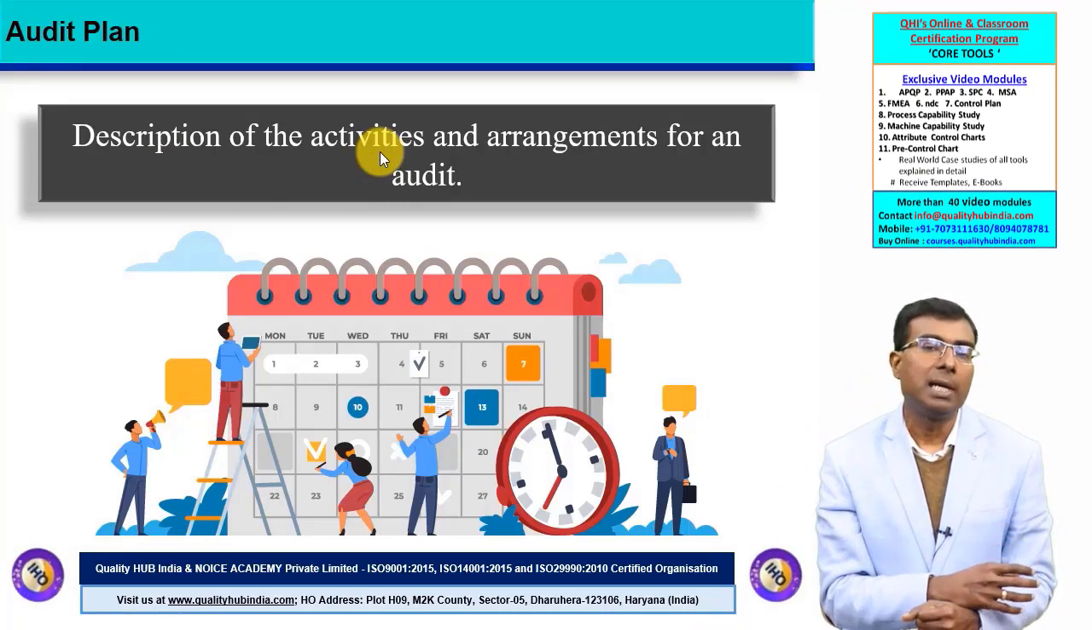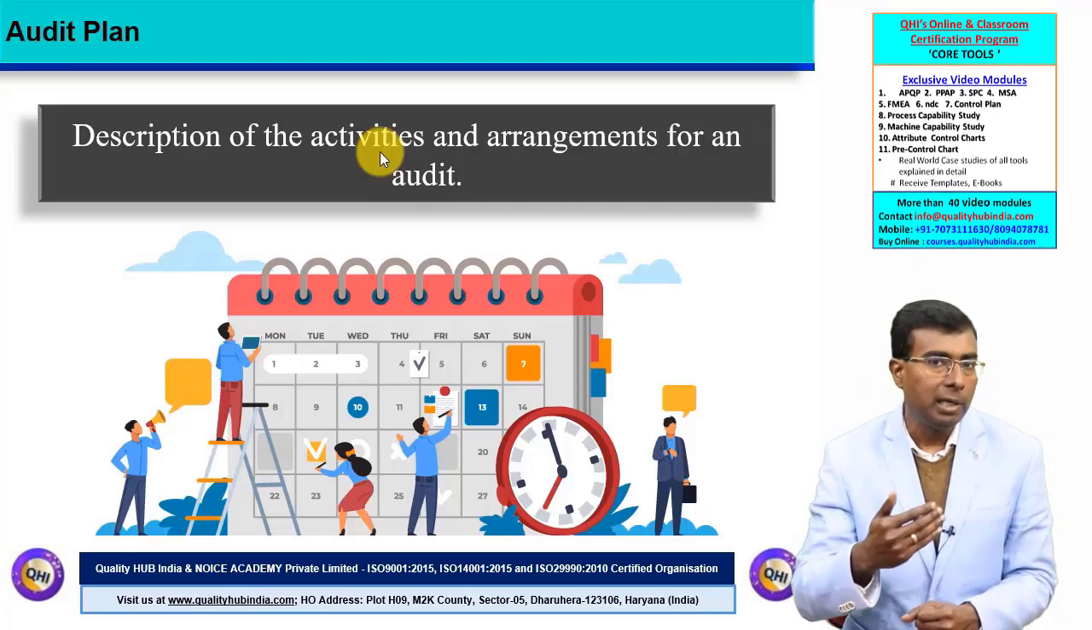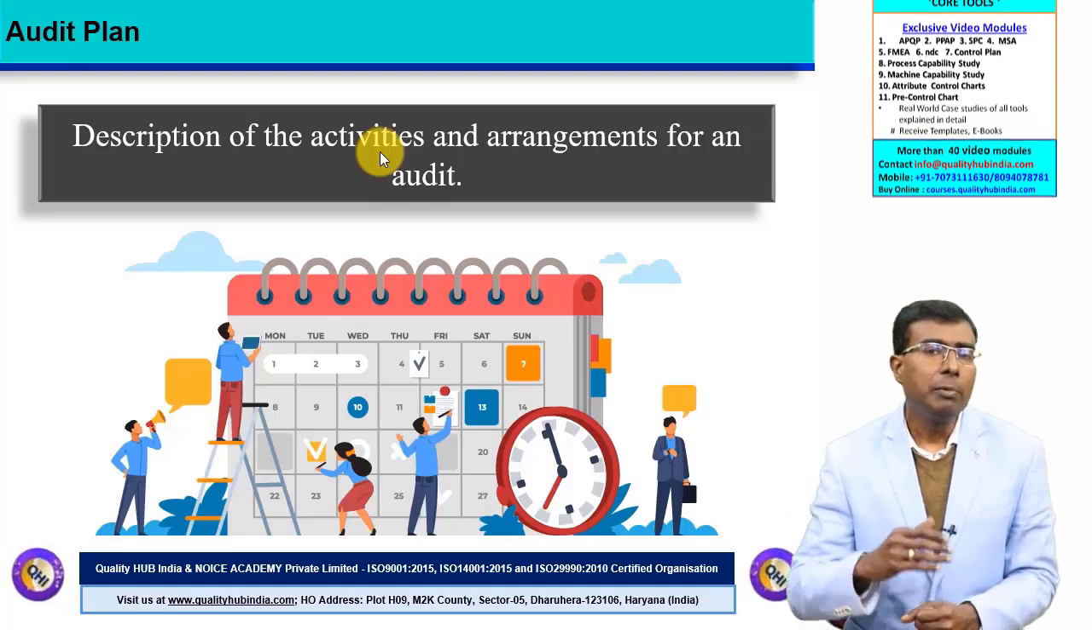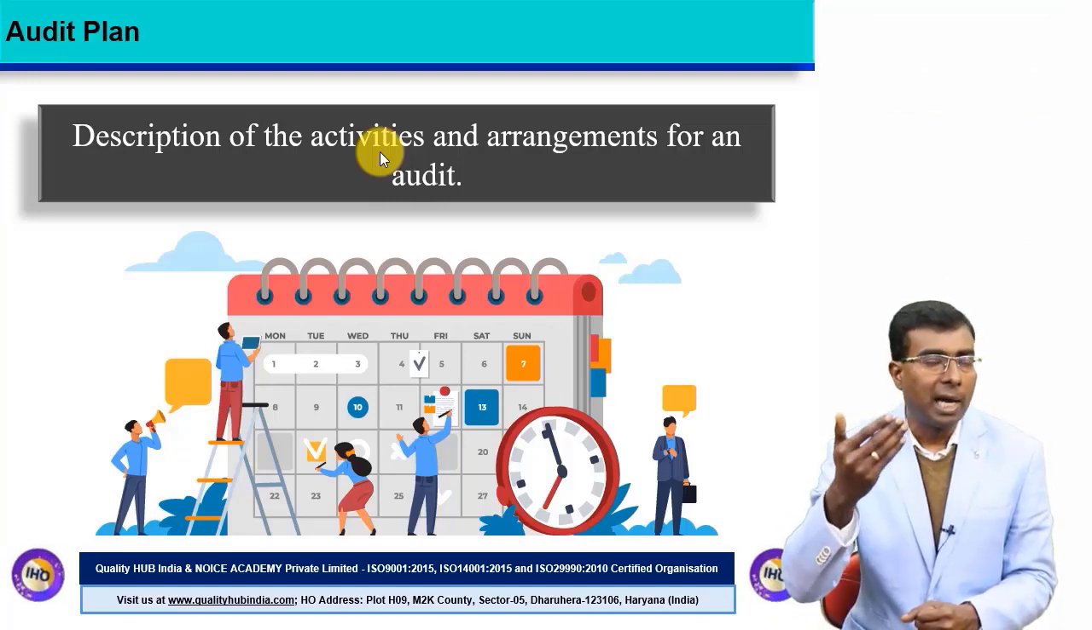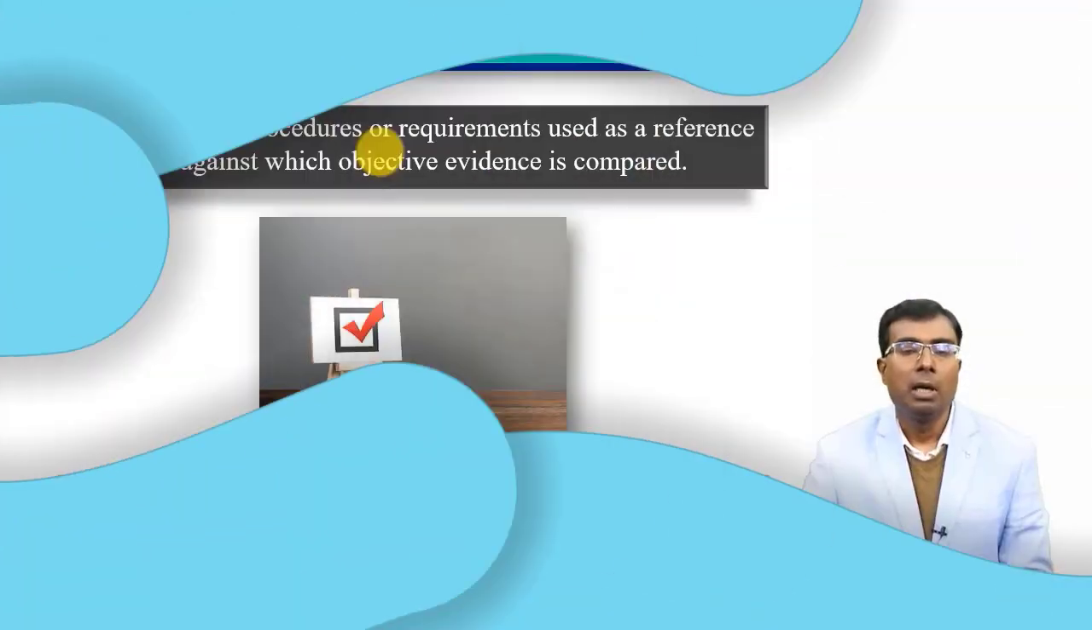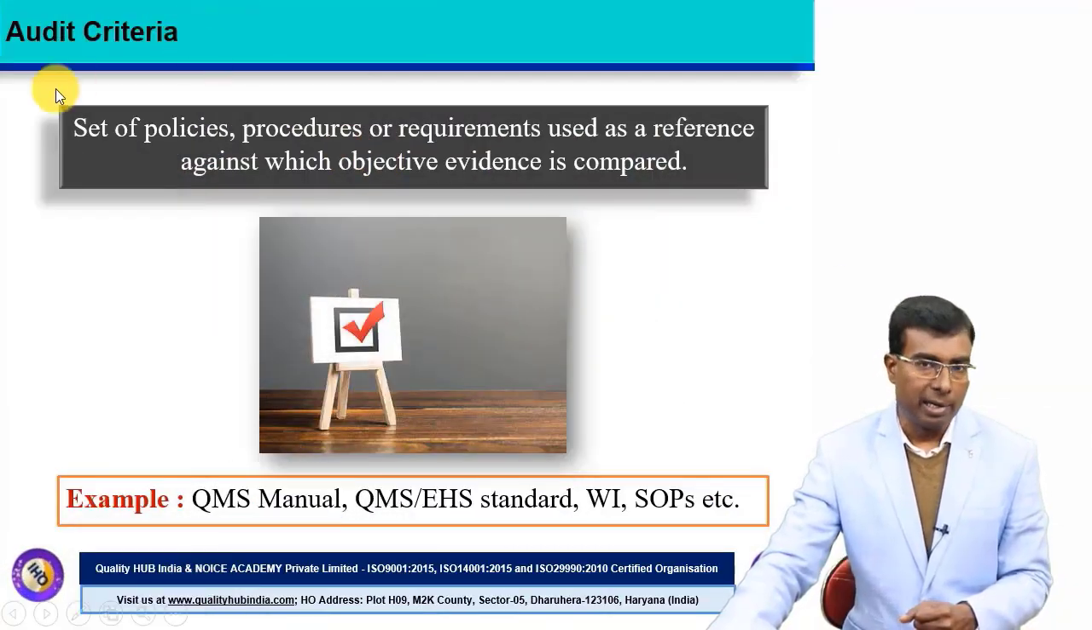So the plan would comprise the people who are going to audit and the auditees, their names also. Then it would also have the date of audit, maybe the time of audit. In that way, other elements can also be added. And the next element is audit criteria.